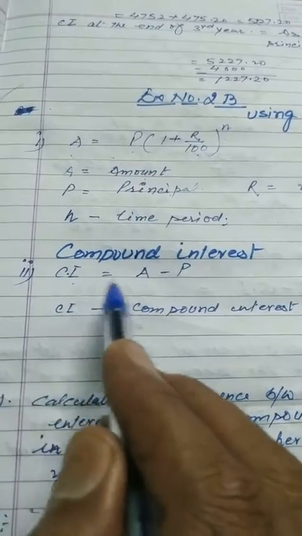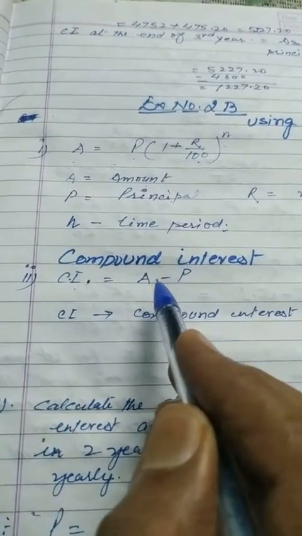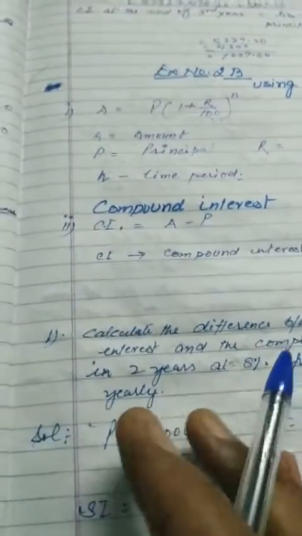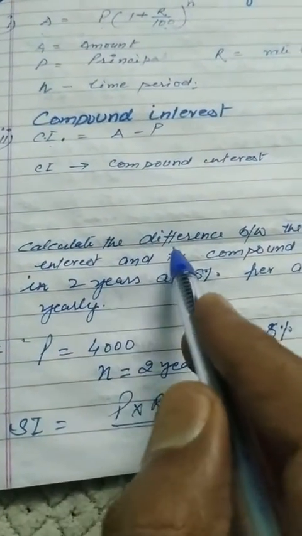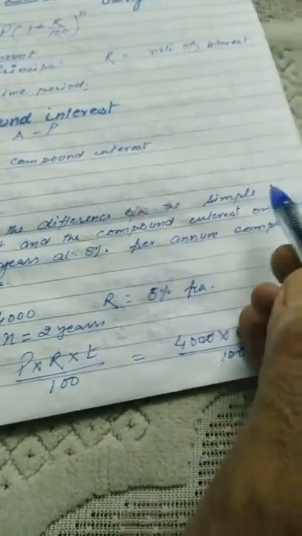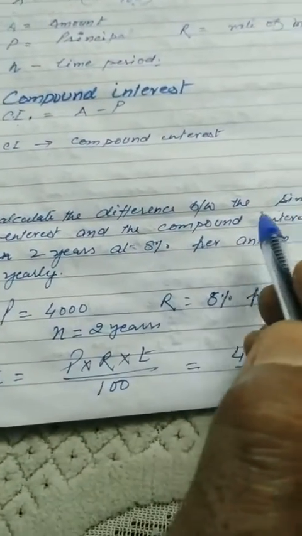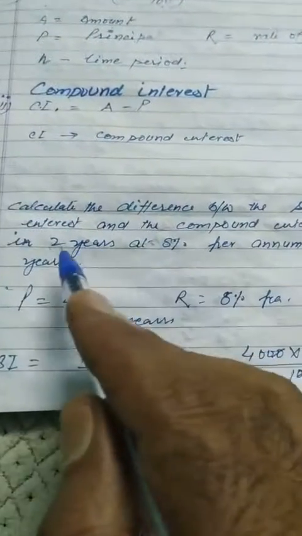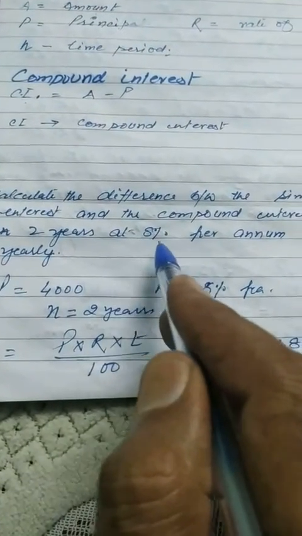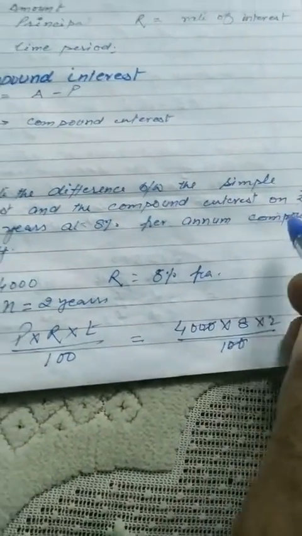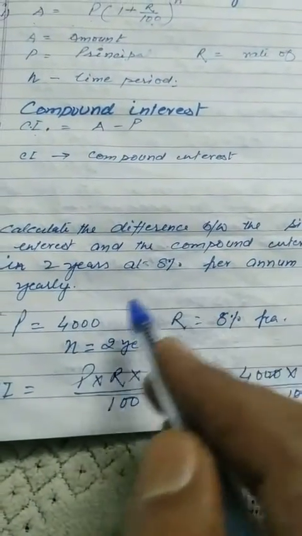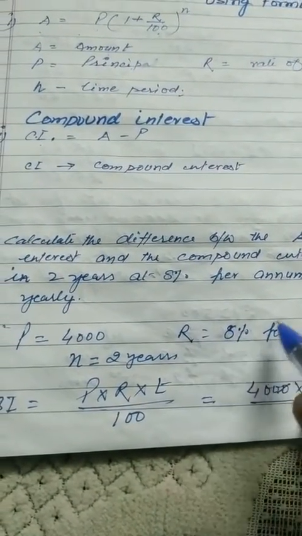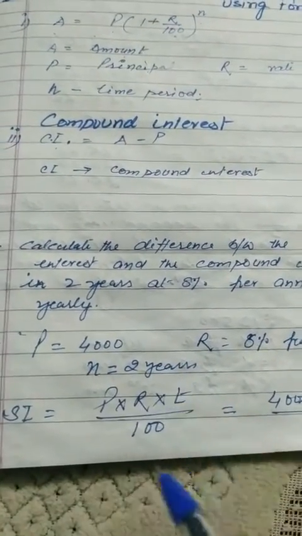Compound interest equals A minus P, and CI equals compound interest. Calculate the difference between simple interest and compound interest on 4000 in 2 years at 8% per annum, compounded annually. The principal is 4000, the rate of interest is 8% per annum, and the time period is 2 years.